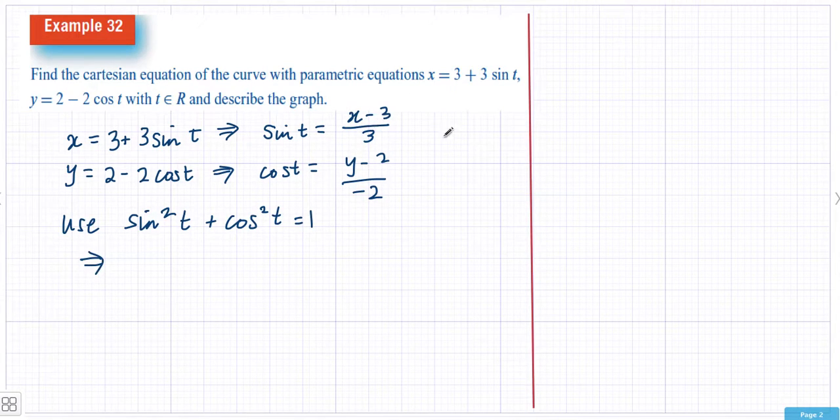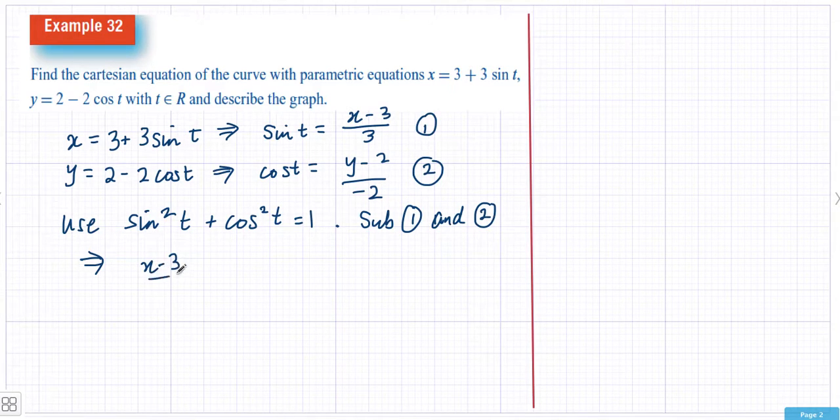So I'm going to take my equation 1 and this one here, call that 2. I'm going to substitute 1 and 2 into my Pythagorean identity. So we're going to put in the sine part. That's sine of t, but it's supposed to be squared. I'm going to put in the cos part, and that's going to be squared as well, equals 1.